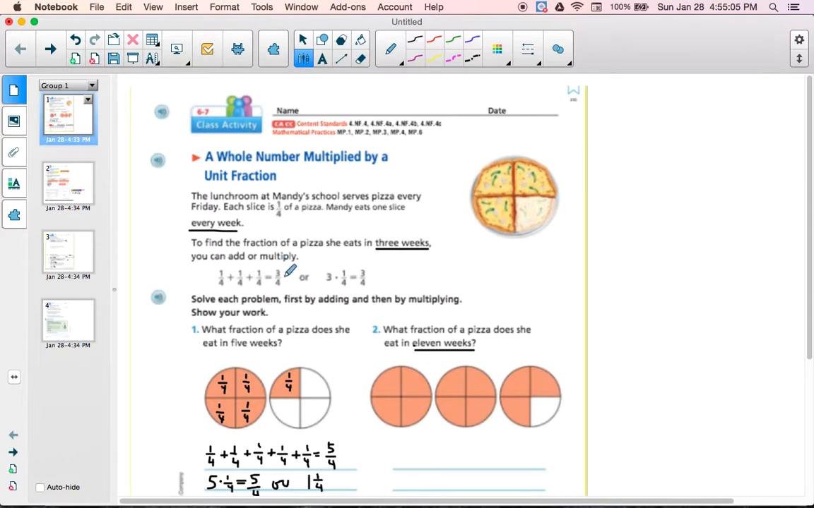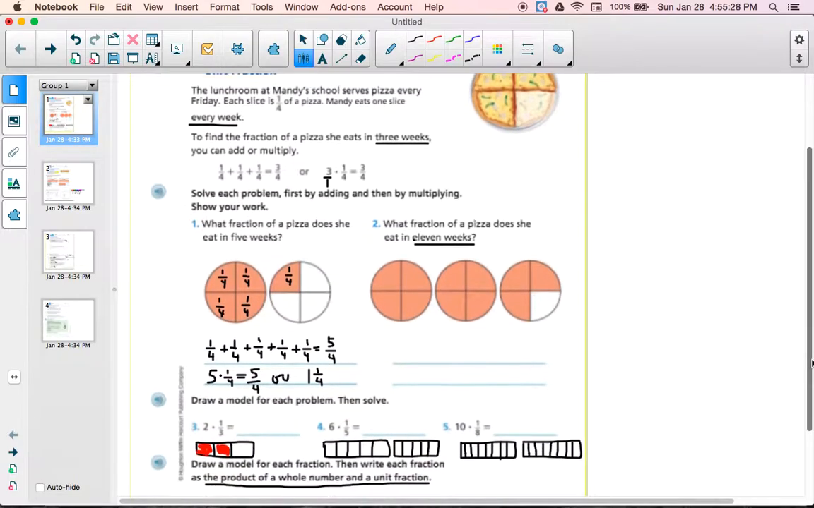That's adding. Or you could take it like this and say, well, she eats 1/4 of a pizza each week. There's 3 weeks. 3 times 1/4 is 3/4. And if you wrote it something like this, it would be 3 times 1 is 3, and then 1 times 4 is 4, or 3/4 of the pizza.